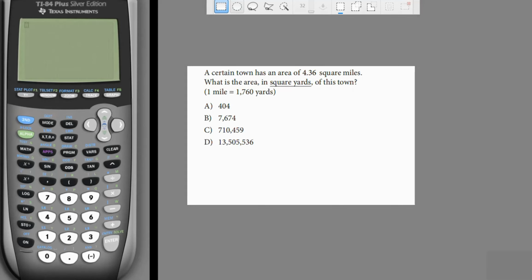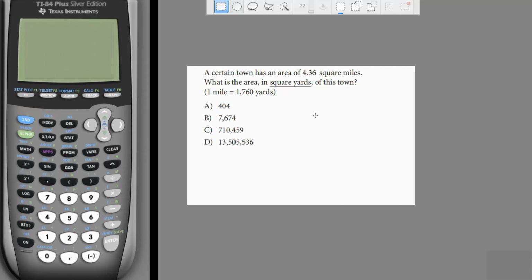In this video, we are going to learn how to solve this start math question. Alright, so the question is under arithmetic and conversion. So let's look at it. It says a certain town has an area of 4.36 square miles. What is the area in square yards of this town, where 1 mile equals 1,760 yards?